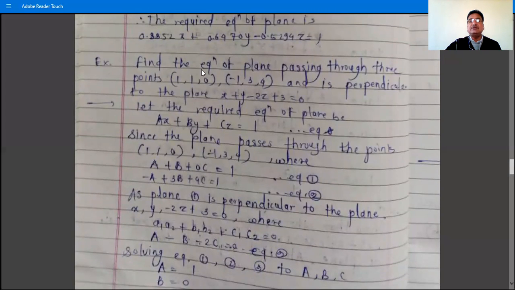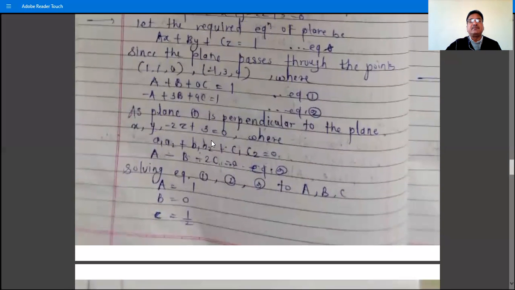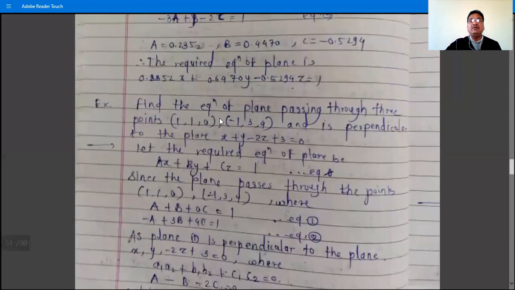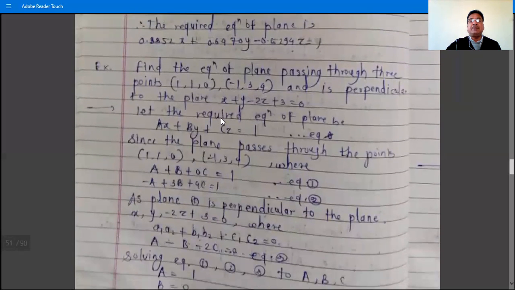Similarly, the second problem is: find the equation of the plane passing through 2 points and perpendicular to this plane. Again take the equation of the required plane as ax plus by plus cz equals 1, as equation star. This equation passes through these 2 points, so we have these 2 equations because the points satisfy the equation. And then, as plane star is perpendicular to this plane, we use the condition for two planes to be perpendicular.